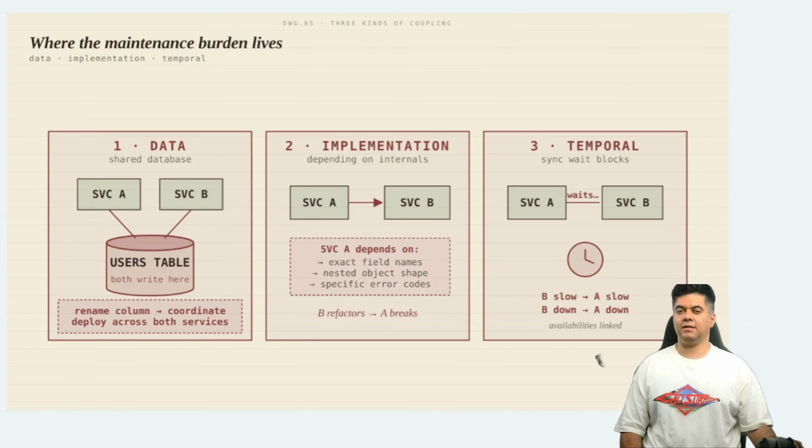The third kind is temporal coupling. Service A calls service B synchronously and waits. If B is slow, A is slow. If B is down, A can't complete its operation. A's availability is now tied to B's. We'll come back to how event-driven architecture breaks this kind of coupling later in the video. Knowing what kind of coupling you have tells you what kind of change will break things and where the maintenance burden lives.